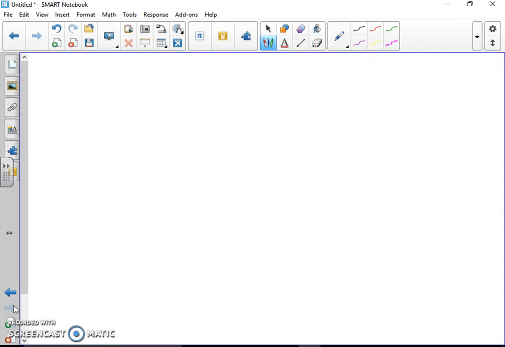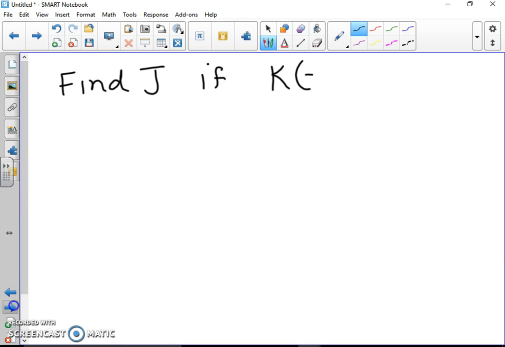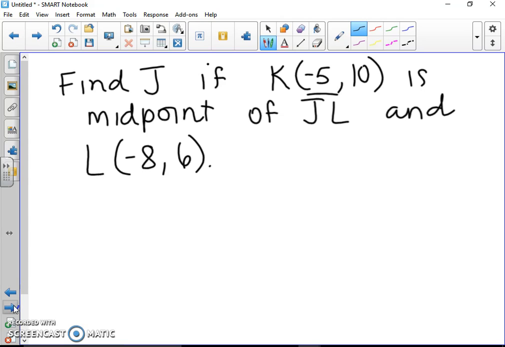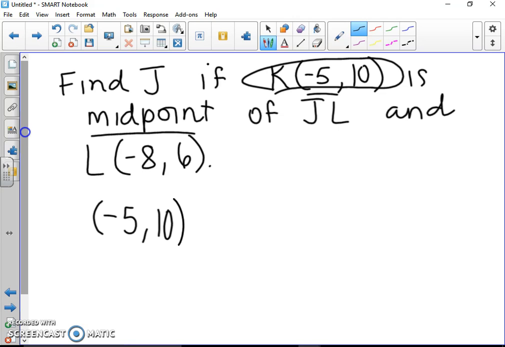Okay? Now we have the next type where we're not given two endpoints, we're given an endpoint and a midpoint. So find J if K (-5, 10) is the midpoint of segment JL, and L is (-8, 6). Okay, so we're finding J if we know the midpoint. So we know the midpoint K is this. So instead of saying M equals, we really have (-5, 10) equals.